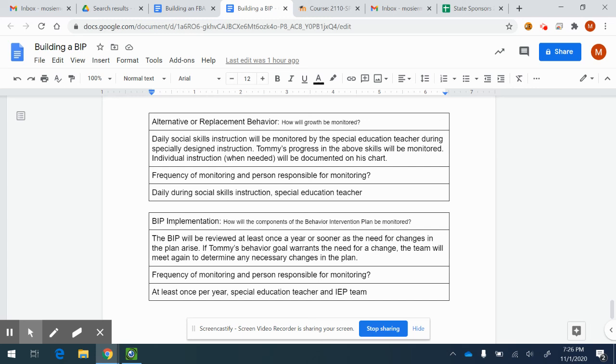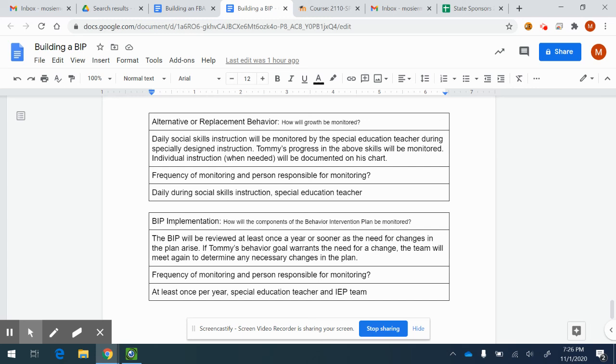And then the last part is the BIP implementation. So how will the components of the behavior intervention plan be monitored? So by law, in the state of Iowa, you are required to review the behavior intervention plan at least once a year. Again, since this is a working document, that does not mean that you wait until the year's time to review that. But for some students in some situations, that is perfectly acceptable. For some, you may need to meet sooner than that to make changes to the plan as problems arise.